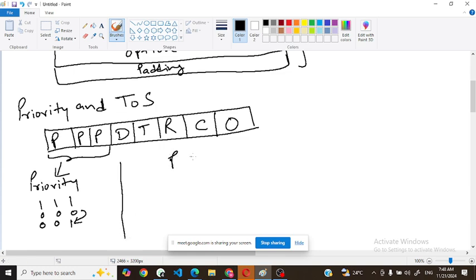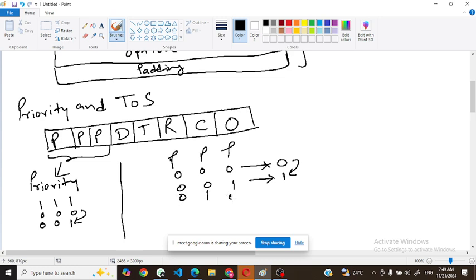Suppose these 3 bits are 0, it doesn't have any priority. What will be the decimal value of these 3? 0. If these 3 are 0 0 1, it means it has one priority, greater priority than the first one. Okay, are you getting my point? Yes, sir.